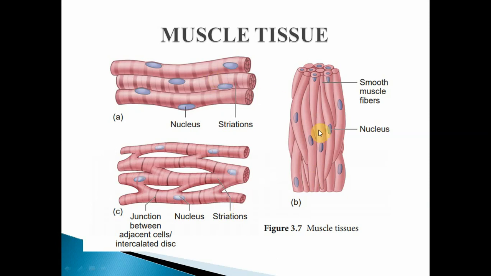Now all the muscle tissues are made of long fibers. The first muscle tissue, number A, is known as striated muscles. Why? Because it has striated marks or dark bands. You can see these dark bands present in the fibers of the muscle. This muscle is attached to the skeletal system or the bones of the body, for which it is also known as skeletal muscles.